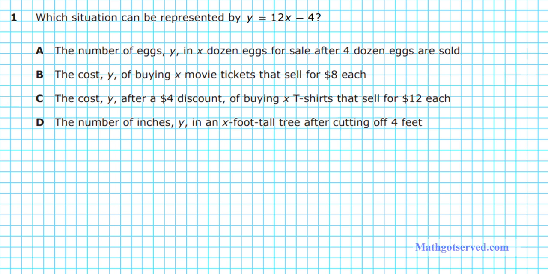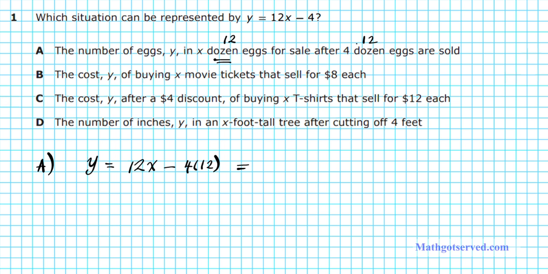So what I'm going to do here is convert every single statement into an equation, and we'll see which one is the same as y equals 12x minus 4. All right, let's start with option A. It says the number of eggs y in x dozen eggs are for sale after 4 dozen eggs are sold. So y represents the number of eggs left after you had x dozen, right? A dozen is 12, so x dozen is 12x eggs. But you sold 4 dozen eggs, so that's minus 4 times 12.